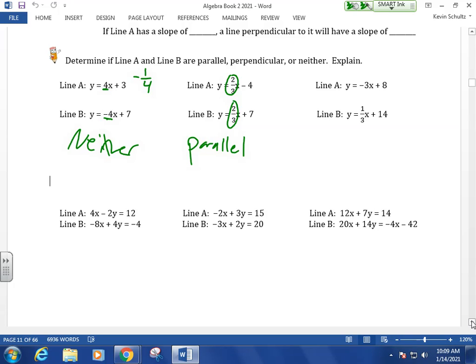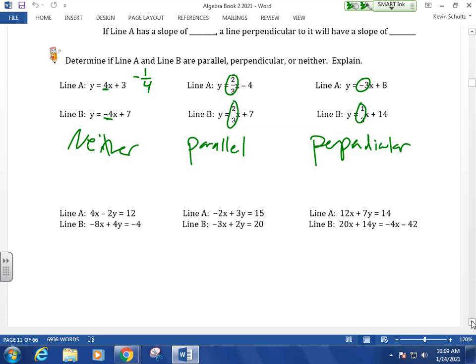And finally, the last one, line A, y equals -3x plus 8. Line B, y equals 1/3 x plus 14. Raise your hand for parallel. Perpendicular. We're catching on. Yes, they are perpendicular, because that -3 and +1/3, they are negative reciprocals of each other.